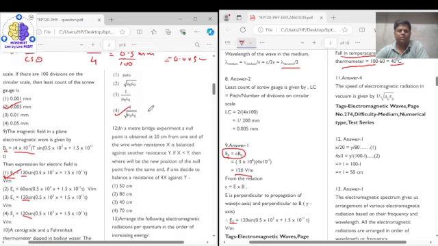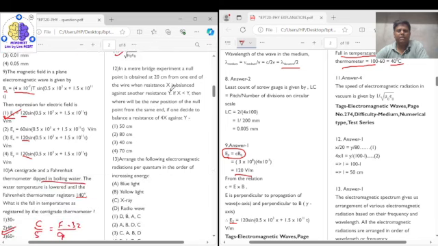Now coming to question number 12. Question number 12 says that in a meter bridge experiment, the null point is obtained at 20 centimeters from one end of the wire with resistance X balanced against another resistance Y. Now, if X is less than Y, then where will be the new position of the null point from the same end if one decides to balance the resistance 4X against Y?